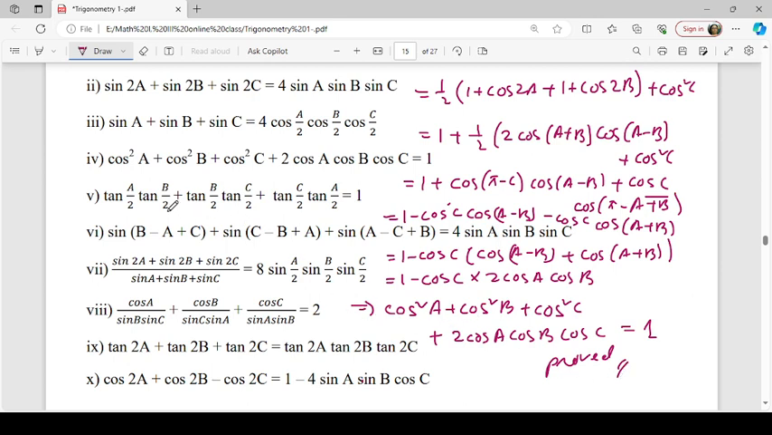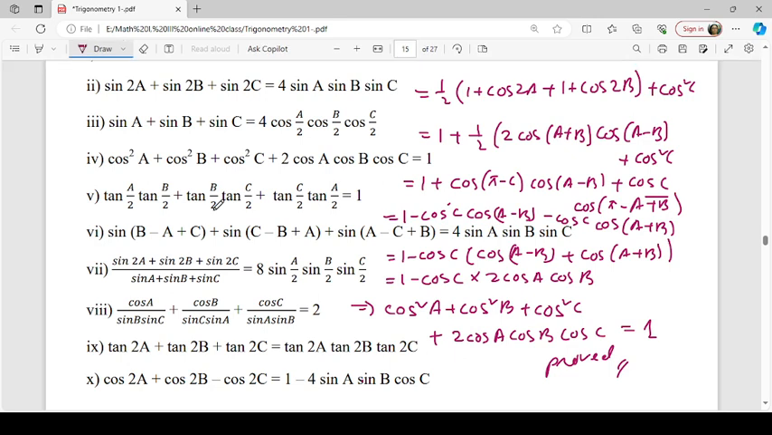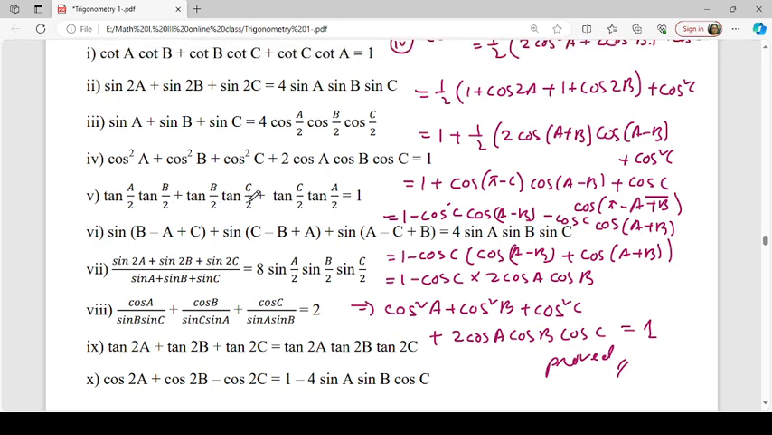Next is this one, tan a by 2 tan b by 2. So how will you do it? This one, tan of we expand tan of (a by 2 plus b by 2 plus c by 2), and because it is pi by 2, we get the denominator 0.